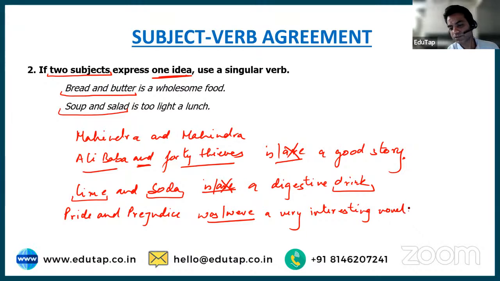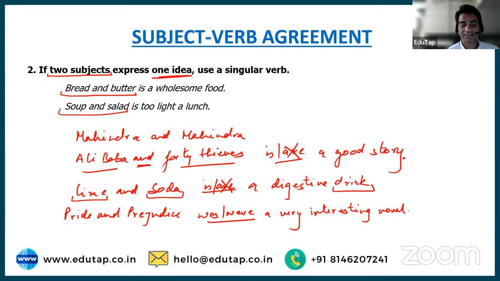Guys, always make sure that you identify the subject logically. Don't just read it through. Just try to identify. Yes, guys, the question is, "Pride and Prejudice was or were a very interesting novel." Very good, Nekta. Very good, Chitanshu, Roshan. But guys, I can see two nouns joined by "and."